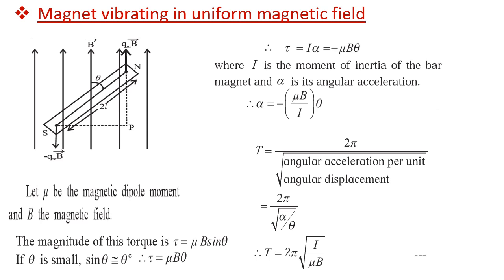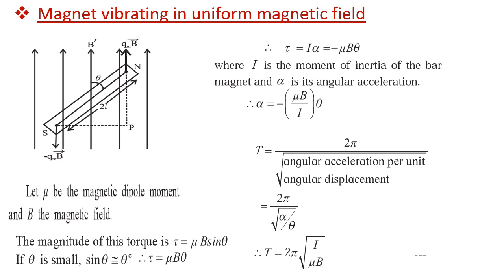Now in the deflected position, that is when you rotate the magnet through some small angle theta, a restoring torque will act on the magnet, and this restoring torque will try to get the magnet back to its equilibrium position. Now how do we calculate the torque? We calculate the torque as the product of one of the forces and the perpendicular distance of separation between the points of application of the forces.